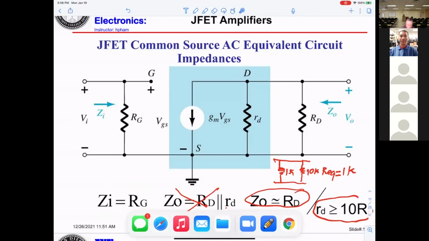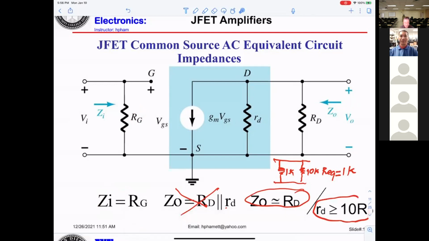And output impedance. That means from the output you're looking into the amplifier. You can see basically you get that one in parallel. However, they ignore small r_d, so they will be equal to big R_D only. Okay, that means that one, drain resistance. If you get a load, then you can get another resistance here.